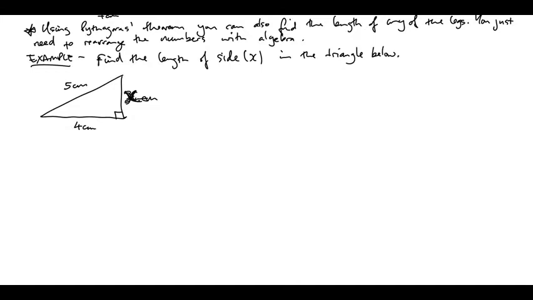So our formula tells us that x squared plus 4 squared is going to be equal to 5 squared. We don't know what x squared is, so just leave it. 4 squared is 16, 5 squared is 25. So now you need to use algebra to rearrange, because you want to get x squared, well, x by itself. So what is the opposite of adding 16 to something? Well, take 16. So you need to take 16 from both sides.